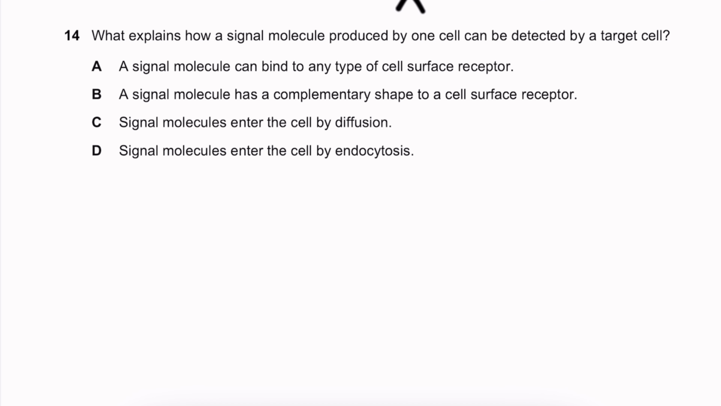Okay. What explains how a signal molecule produced by one cell can be detected by a target cell?